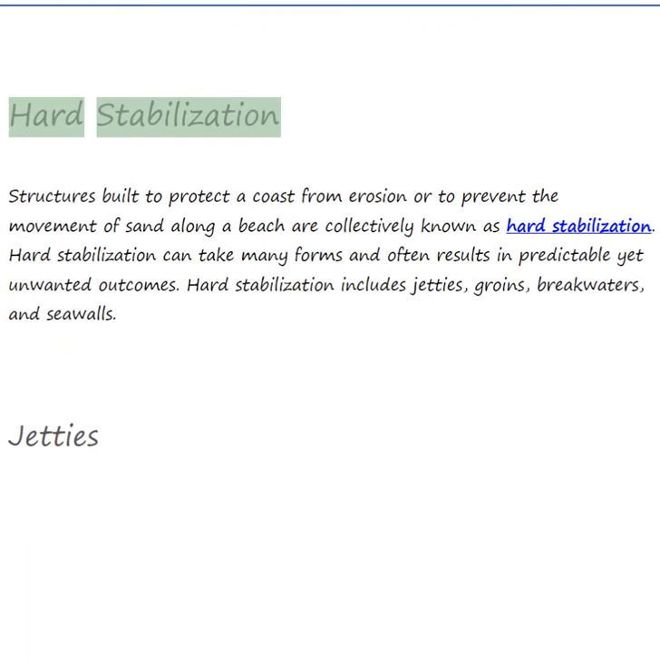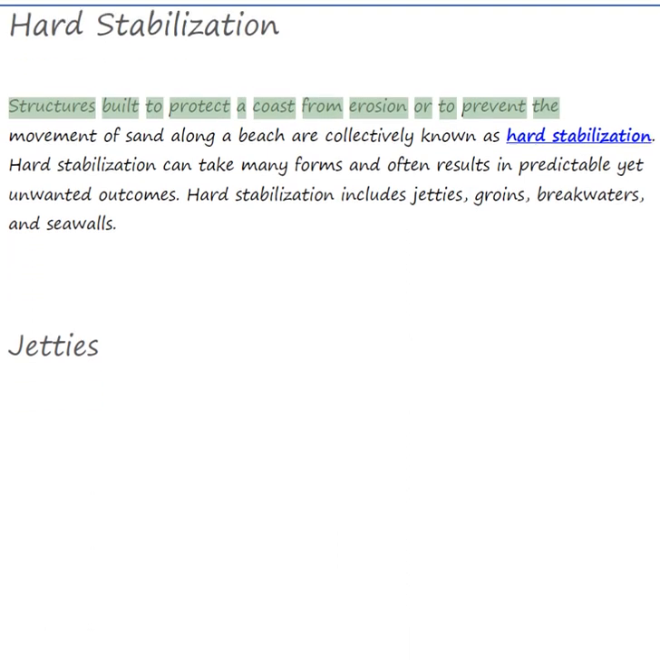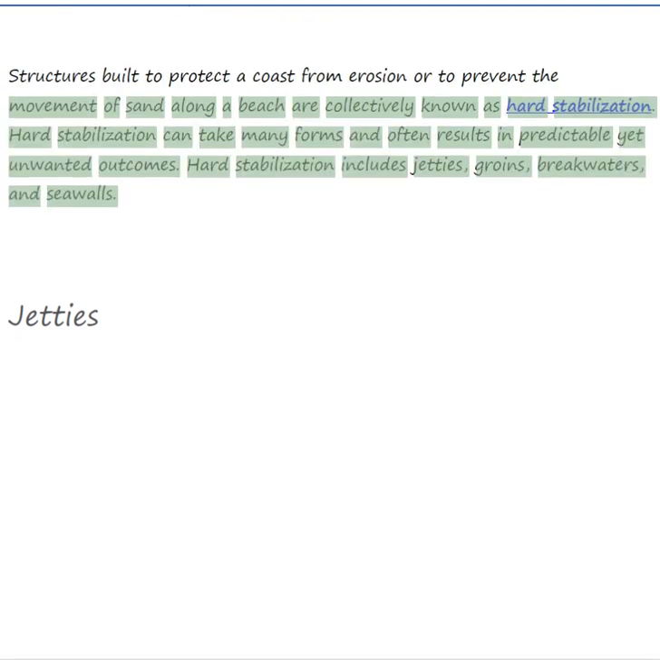Hard stabilization. Structures built to protect a coast from erosion or to prevent the movement of sand along a beach are collectively known as hard stabilization. Hard stabilization can take many forms and often results in predictable yet unwanted outcomes. Hard stabilization includes jetties, groins, breakwaters, and seawalls.